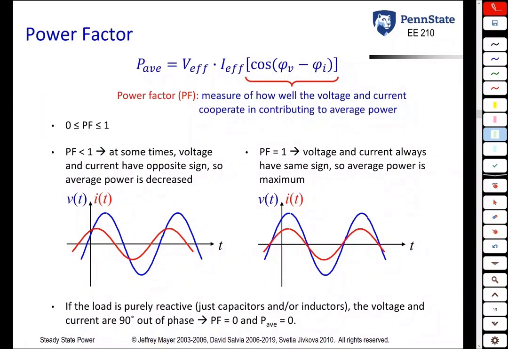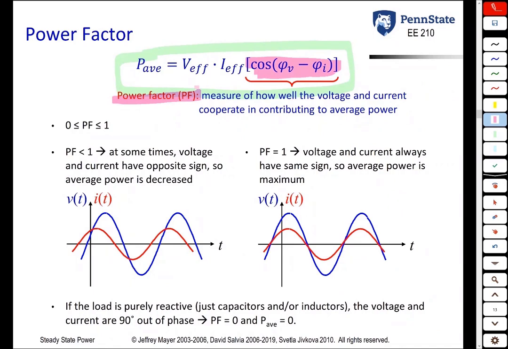So let's look at this equation a little bit more. We have an equation for the average power generated or absorbed: it's going to be the effective voltage, or the RMS voltage, times the effective current, times the cosine of the difference between the voltage and current angles. That cosine, we're going to give a new term to. We're going to call it the power factor, or PF.